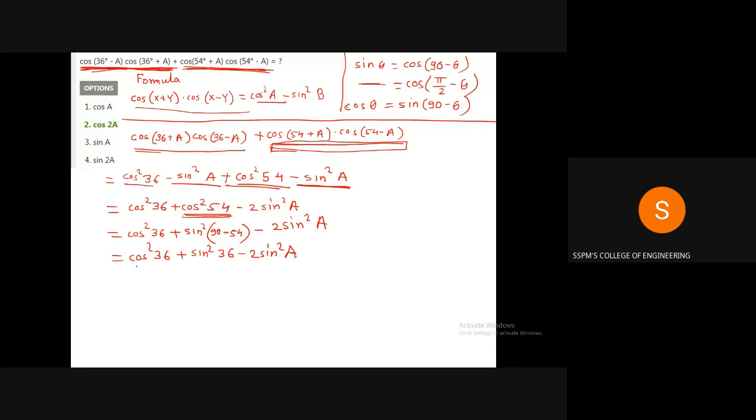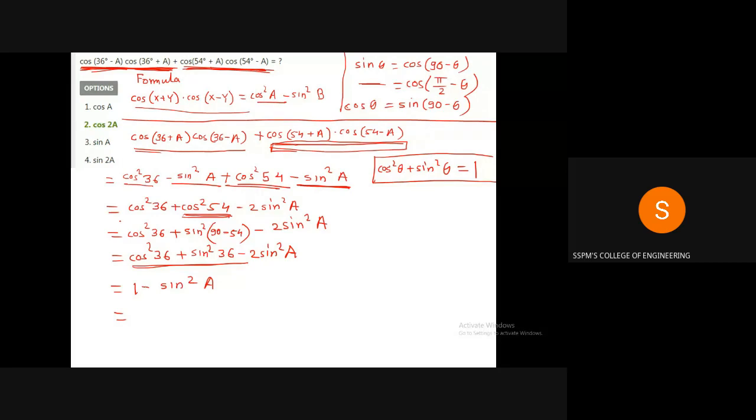Cos square 36 plus sin square 36. This is a very basic identity: cos square theta plus sin square theta is equal to 1. Sin square theta plus cos square theta is equal to 1. So this part is 1. Therefore, we can write 1 minus sin square a. So this is our answer.